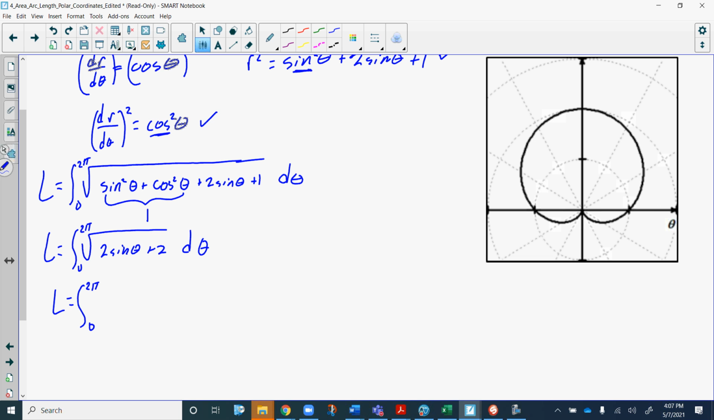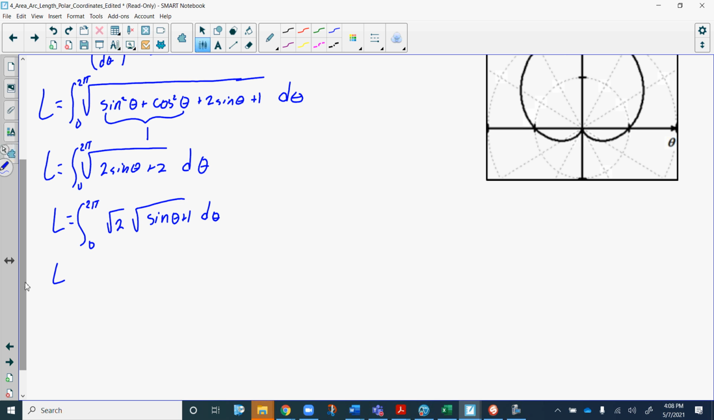If I factor out the 2, I can have the square root of 2 times the square root of sine of theta plus 1 d theta. And of course, I could take the square root of 2 out as a constant. So that's the square root of 2 times the definite integral from 0 to 2 pi of the square root of sine of theta plus 1 d theta.